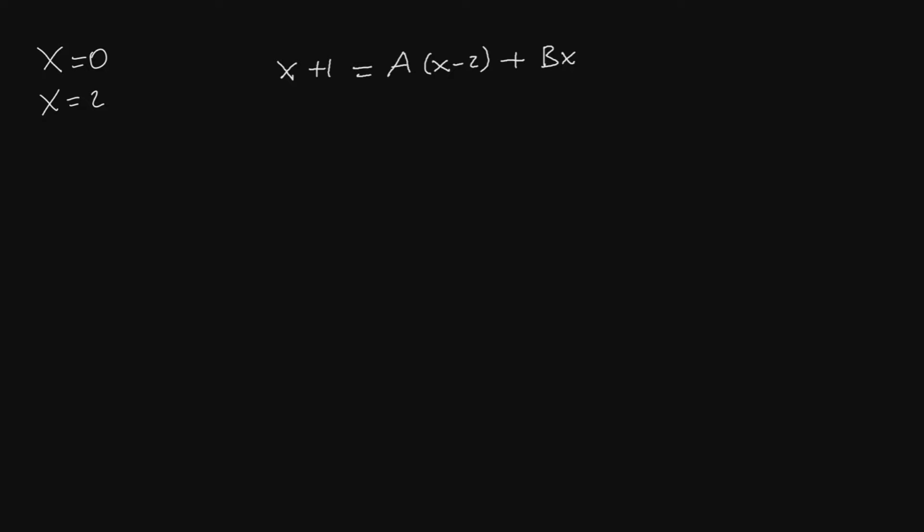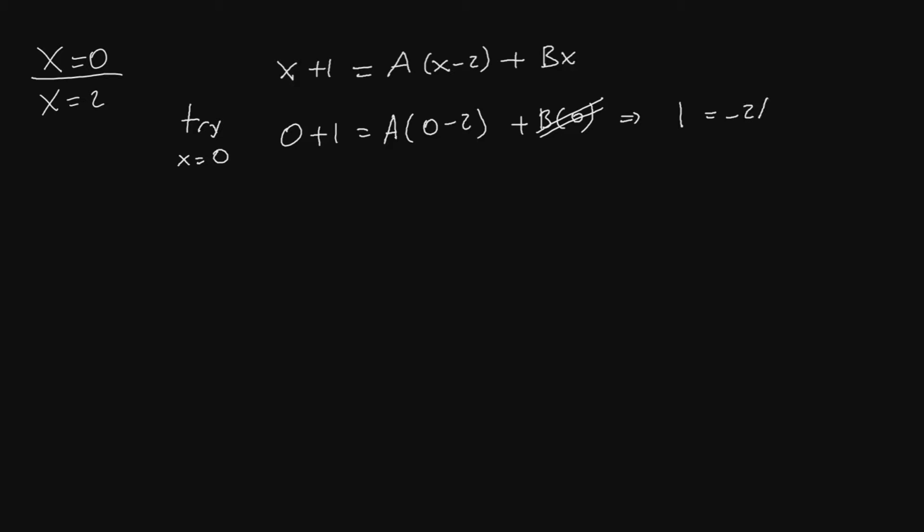So with these numbers, we're going to try setting x equal to 0 and seeing what we can solve for. So if we plug in the 0 that we got earlier, we'll have 0 plus 1 equals A times 0 minus 2 plus B times 0. However, B times 0 is going to cancel out. Let's see what we have left. 0 plus 1 is equal to 1 equals A times negative 2, which is negative 2A. If we divide both sides by negative 2, we get A equals negative 1/2.